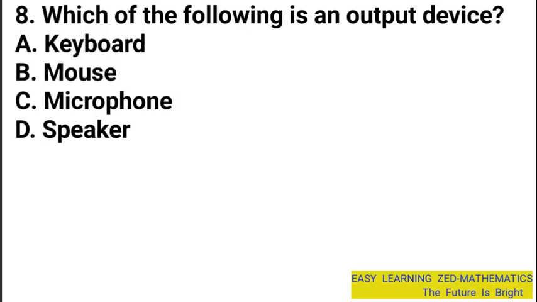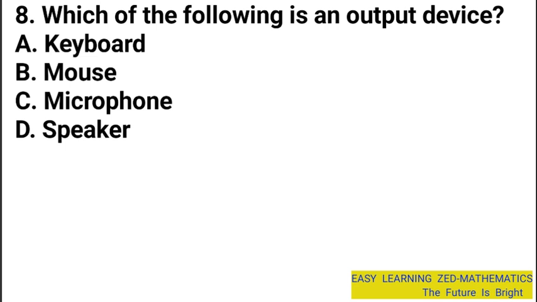Question 8 was: which of the following is an output device? A, keyboard, B, mouse, C, microphone. When you look at the keyboard, the keyboard is an input device. It puts information in the computer. It helps a user to put information in the computer. So keyboard is an input device.